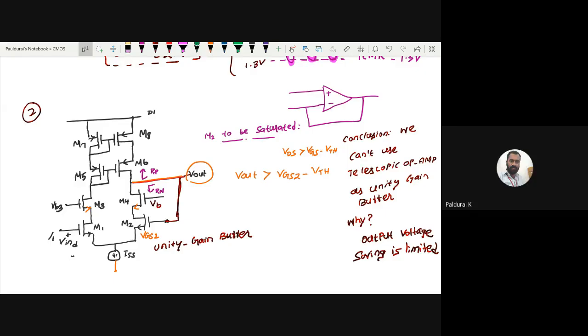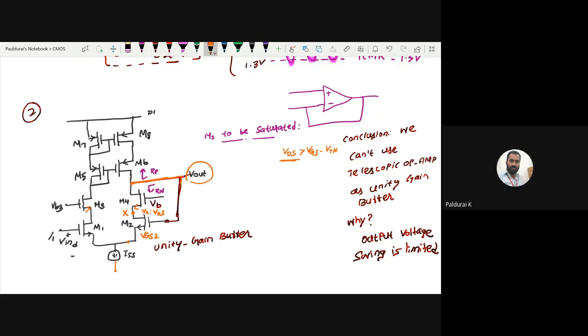But whatever I told, that is wrong. What is VDS here actually? The drain of M2 is here, with respect to the source here. So let me call this node X, so here the voltage is Vx. That is my VDS actually, right? Not here, that is the drain of M4 actually. So the statement is wrong.